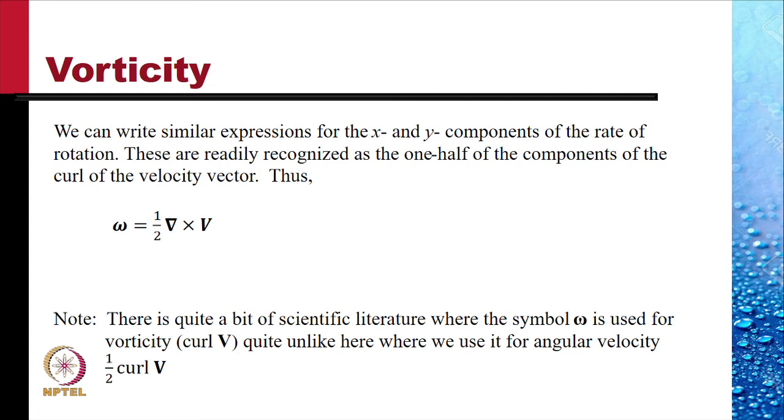Thus, the vector omega, which is the rate of rotation vector with three components omega x, omega y and omega z, is 1/2 the curl of v. We may note that quite a bit of scientific literature uses the symbol omega for the vorticity, that is for the curl v itself, quite unlike here where we use it for the angular velocity, that is 1/2 curl v. So be careful about what notation we follow.